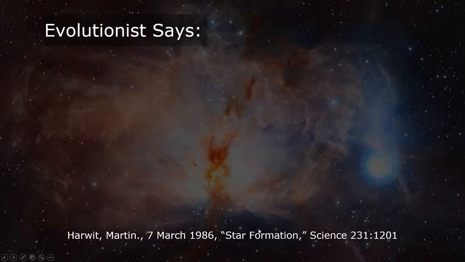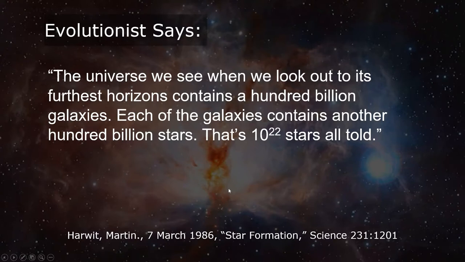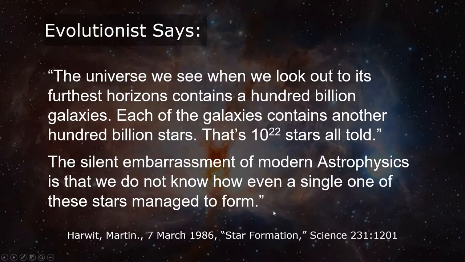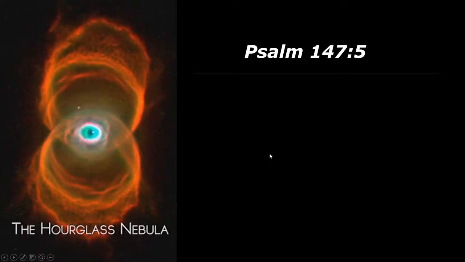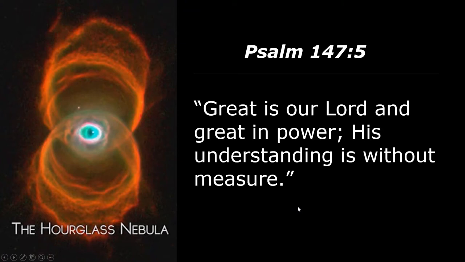The evolutionist says the universe we see when we look out to its furthest horizons contains 100 billion galaxies. Each of these galaxies contains another 100 billion stars. That's 10 to the 22nd stars all told. The silent embarrassment of modern astrophysics is that we do not know how even a single one of these stars managed to form. And the Bible says in Psalm 147:5, great is our Lord and great in power. His understanding is without measure.